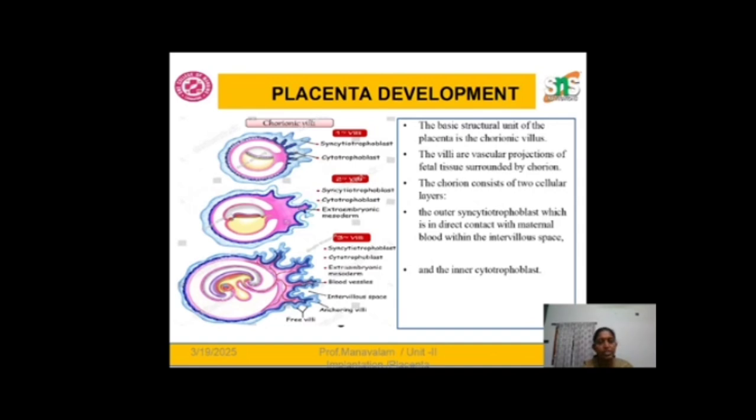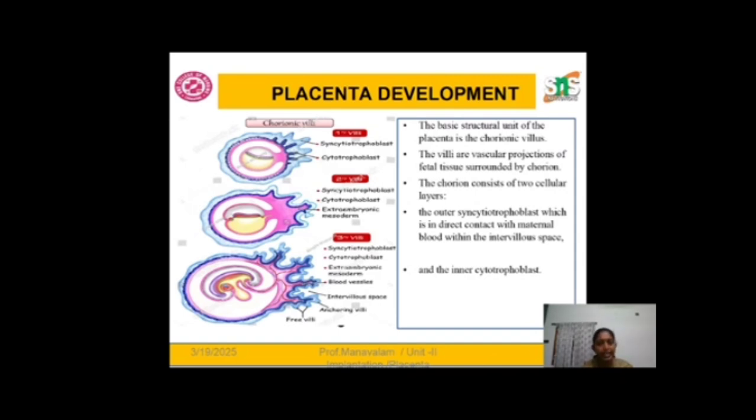First we will see how the primary villi are developed. After invasion of the syncytiotrophoblast into the endometrial epithelium, it first forms a finger-like structure. First the primary villi form. The cytotrophoblast cells enter into the syncytiotrophoblast like a finger-like structure. It develops as the primary chorionic villi.